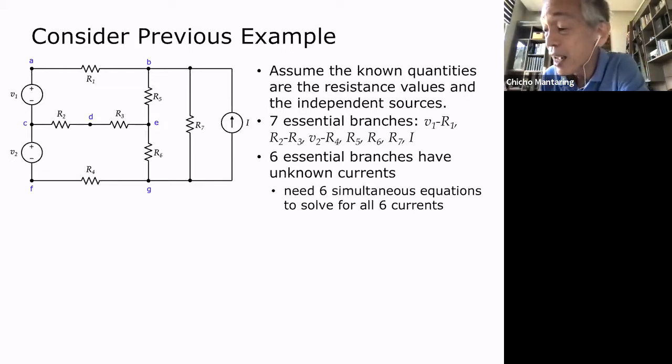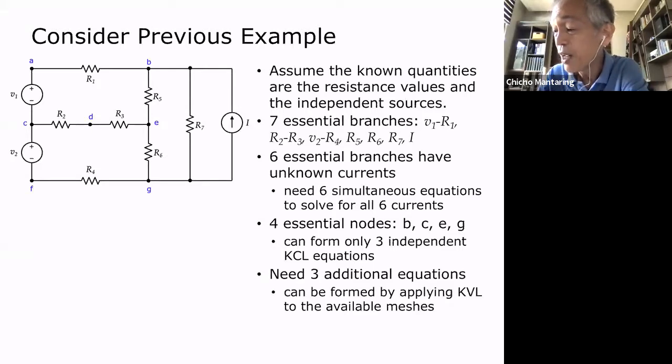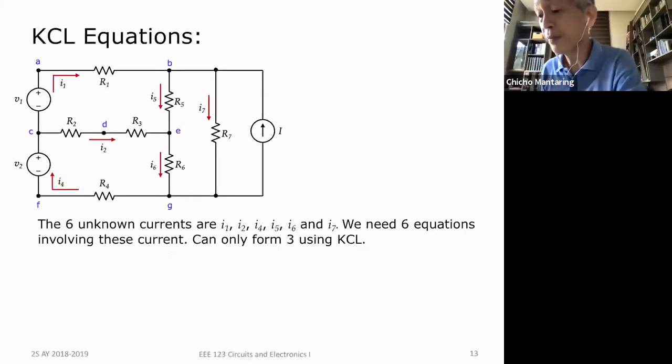Now, how many essential nodes do I have? I have 4 essential nodes: B, C, E, and G. With 4 essential nodes, apat, I can only form 3 independent KCL equations. So 6 unknowns, 3 KCL equations. Saan ko kukunin yung 3 pang equation na kailangan ko? The 3 equations that I need, I can form by applying KVL to the available meshes. Okay, so let's do that.